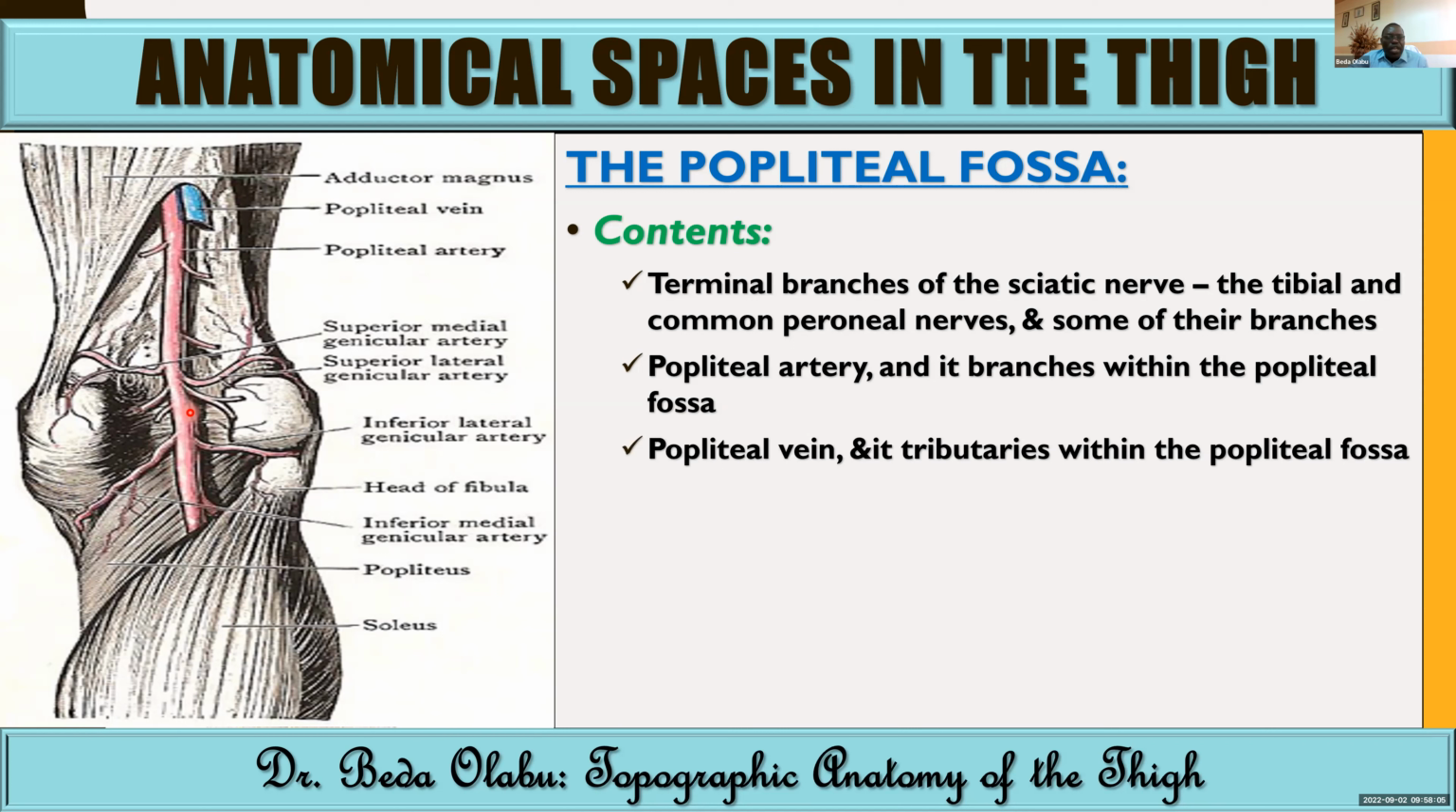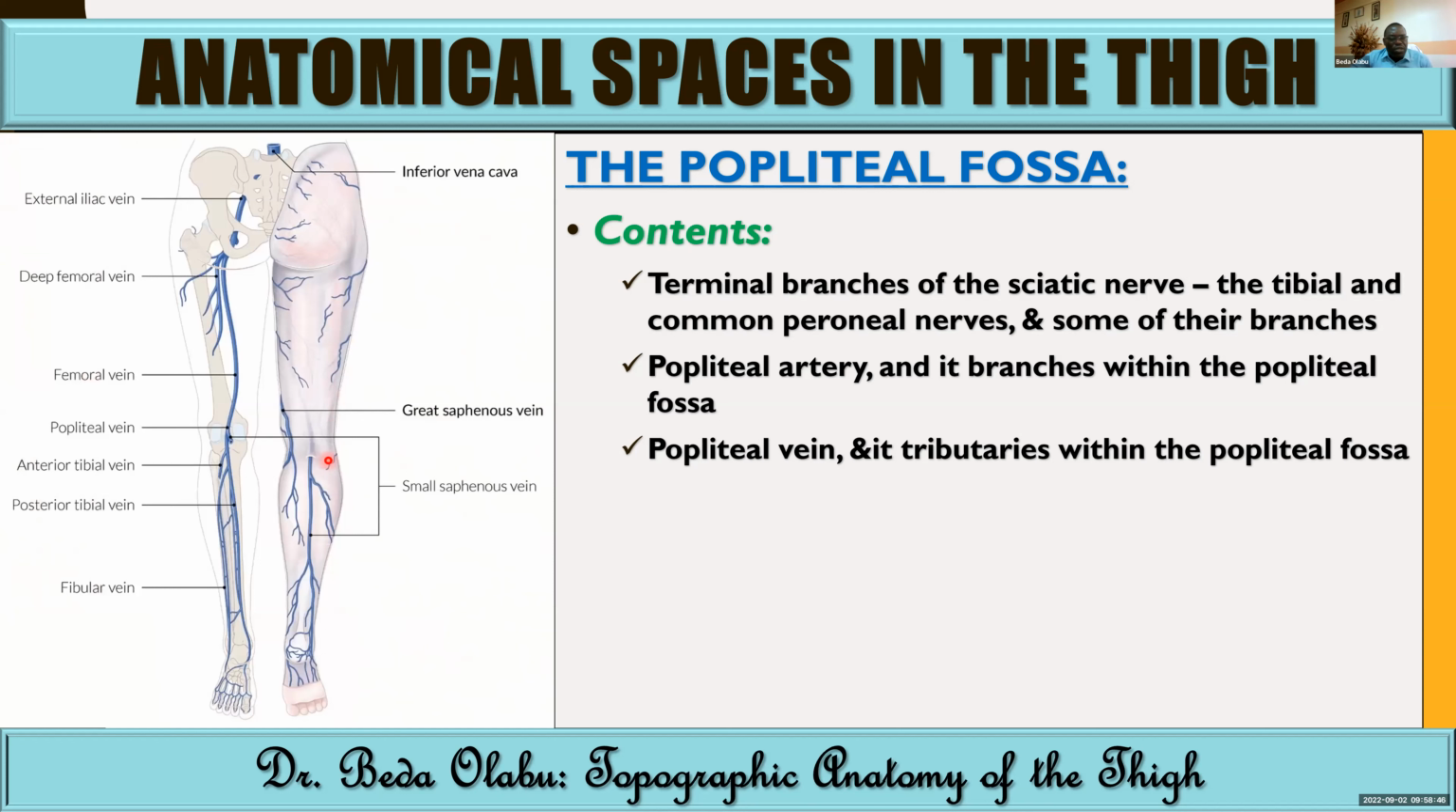We have the popliteal vein and its tributaries. Popliteal vein is usually on top of the popliteal artery, then tibial nerve on top of the popliteal vein. So it's artery, vein, then nerve, from deep to superficial or from anterior to posterior. The branches or the tributaries of the vein will accompany the branches of the artery, and they have similar names. The only exception is that the popliteal vein also receives the small saphenous vein.